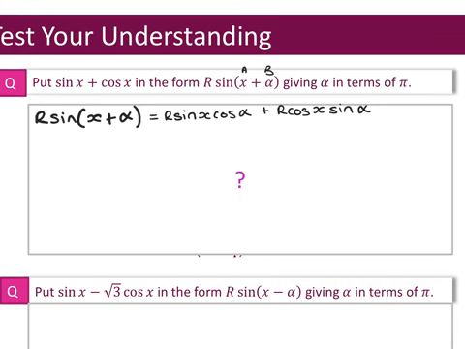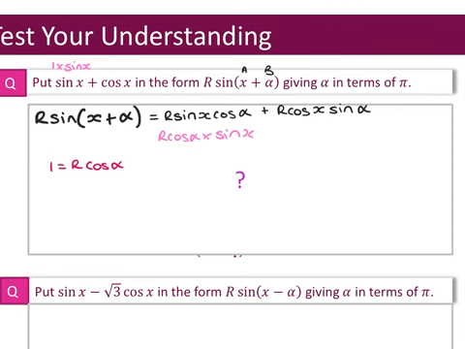Now what we're going to do is compare coefficients. Here I have sine of x, and here I have r sine x cos alpha. This is 1 multiplied by sine x, and this is r cos alpha multiplied by sine x. So I'm just going to write this down. Therefore, if we compare the coefficients, we both have a sine x, and this is 1, and this is r cos alpha. So that must mean that 1 equals r cos alpha.